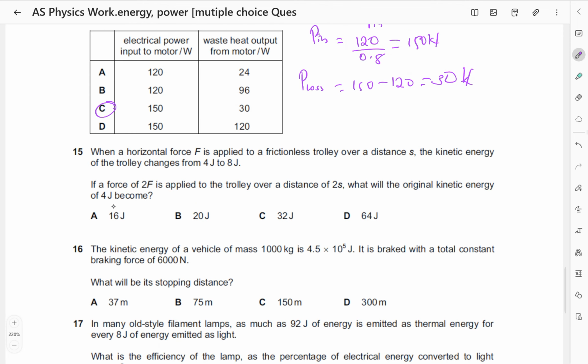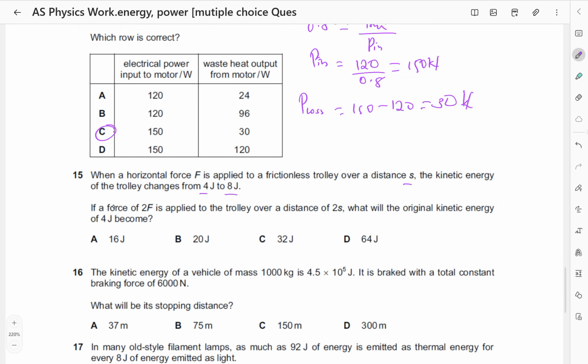When a horizontal force F is applied to a frictionless trolley over a distance S, the kinetic energy of the trolley changes from 4 joules to 8 joules. We have answered a similar question. In the early years, many of these questions were repeated so many times. But of course, as Cambridge advances, it is hard to repeat many questions. However, the same ideas are just edited. So we know that work done is equal to the change in kinetic energy. So 8 minus 4 is going to be equal to force times distance, because work done is force times distance. So for the first one, I have 8 minus 4 is F times S.